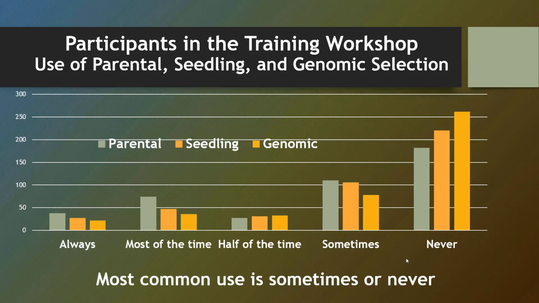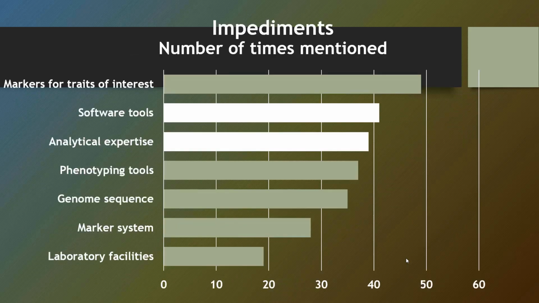But if you ask the participants whether they use molecular markers in parental seedling or genomic selection, this is what you see. The most common response was sometimes or never. And so we're just at the beginning of using some of these techniques in some of these crops. And so we got a long ways to go, but I think it's really exciting, particularly because when you look at the impediments, one of the major impediments are software tools and analytical expertise, which is what we're aimed at.